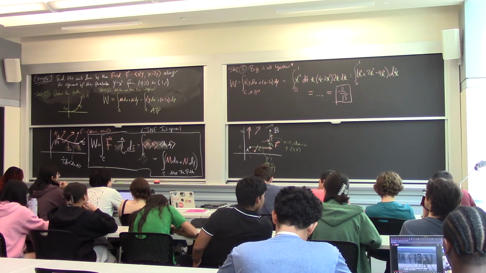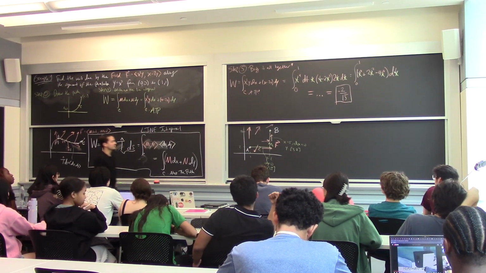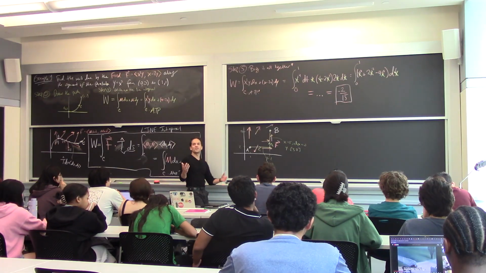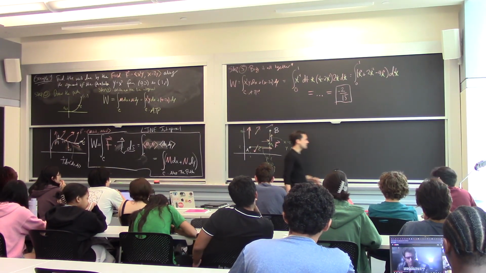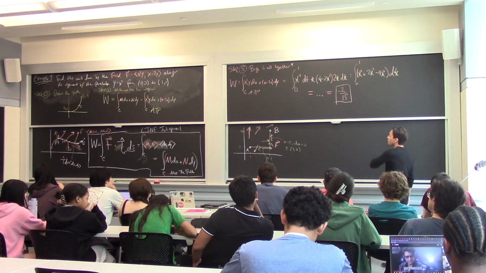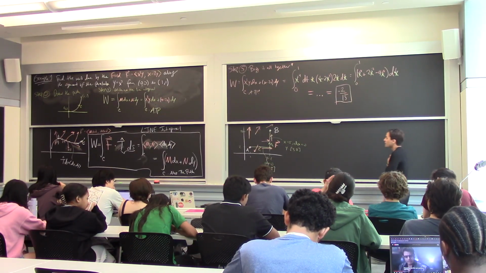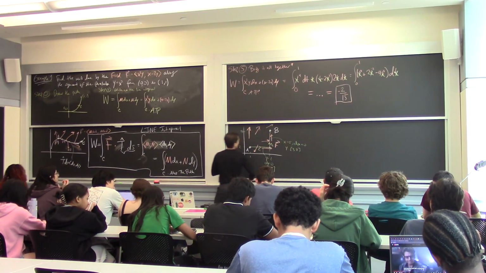All right. And now, here's the fun part. Isn't this all the fun part? This is a path that I can take from point A to point B. What's another path I can take from point A to point B?